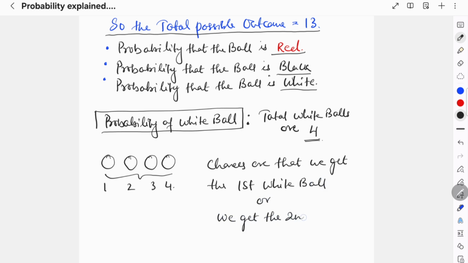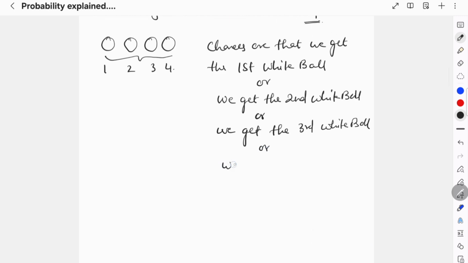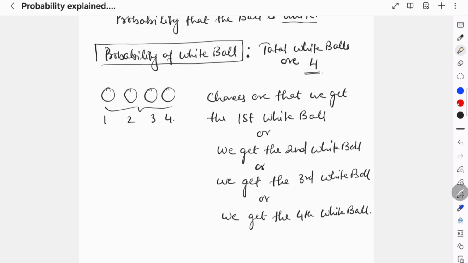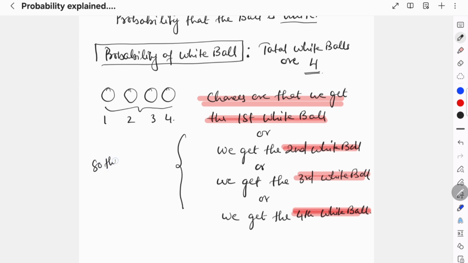Now we know there are 4 white balls. So when we try to draw a ball, the chances are that we draw the first white ball, or the second one, or the third, or we may get the fourth white ball. So the number of favorable cases of getting a white ball is 4.